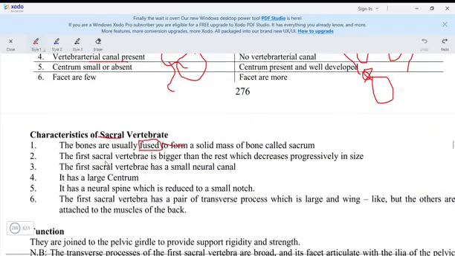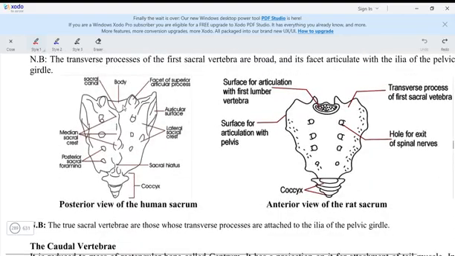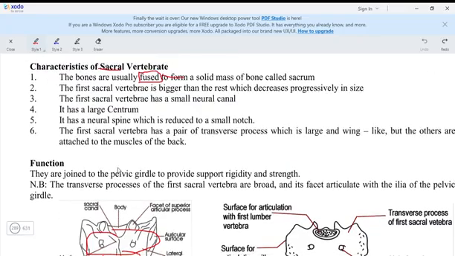Then the first sacral vertebra is bigger than the rest, which decreases progressively in size. What they are saying is that the sacra you are seeing at the top here is larger. So if you start from the upper part it is large, but by the time you start coming down, the size will start reducing. So the upper part is larger while the remaining ones are reducing as you come downward. So that's for the sacral vertebra.